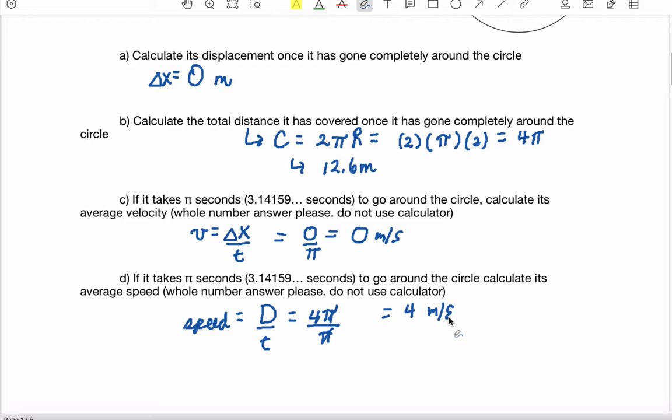So that is page 1 of the one-dimensional constant velocity review.